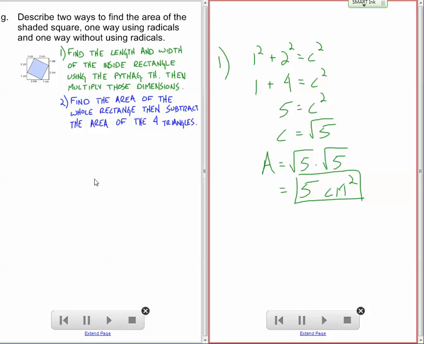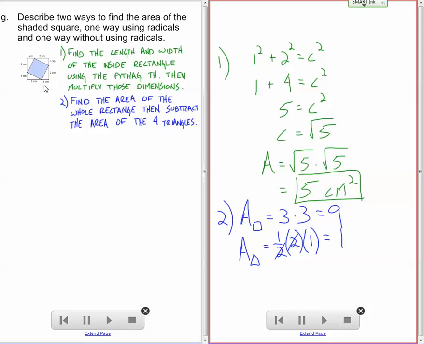Now the method number 2 would be to do the area of the whole rectangle. That would be 3 times 3, which is 9. So it's actually a square too. And then find the area of a triangle. So 1/2 of 1 times 2, or 1/2 of 2 times 1. And then we'll do the whole area minus the 4 triangles. So 4 times 1 is 4. And we still get 5 centimeters squared. So you get the same answer either way.